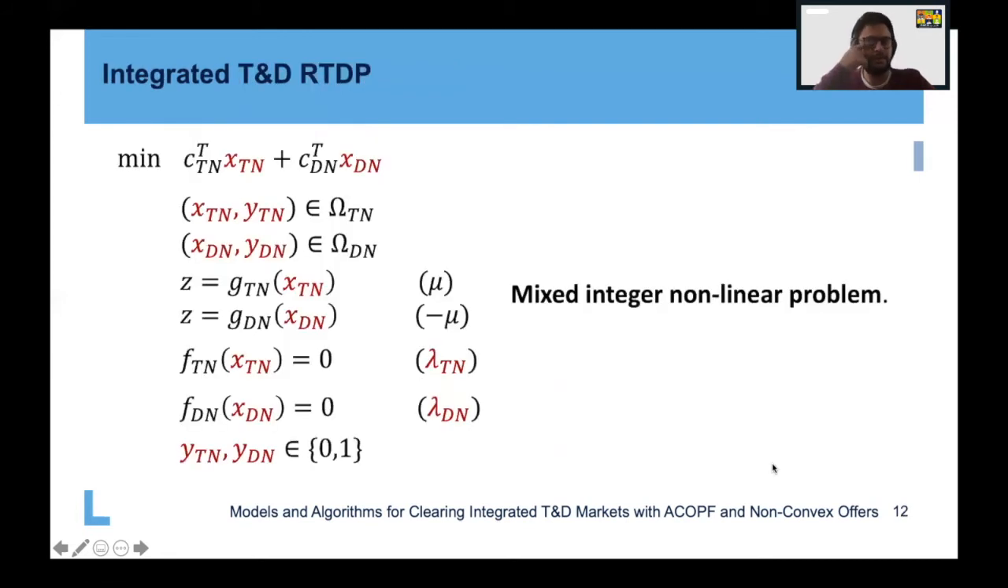Okay, so now we can write down the problem. As I said, we're trying to minimize some activation costs, both at the transmission and distribution level. We have the operational constraints linked with the binary variables for both transmission and distribution. We have the interconnection constraint written like this, and we also have the power balance for the transmission network, and the real and reactive power balance constraints for the distribution network, and the fact that y are binaries. And this obviously leads to a mixed integer nonlinear problem.